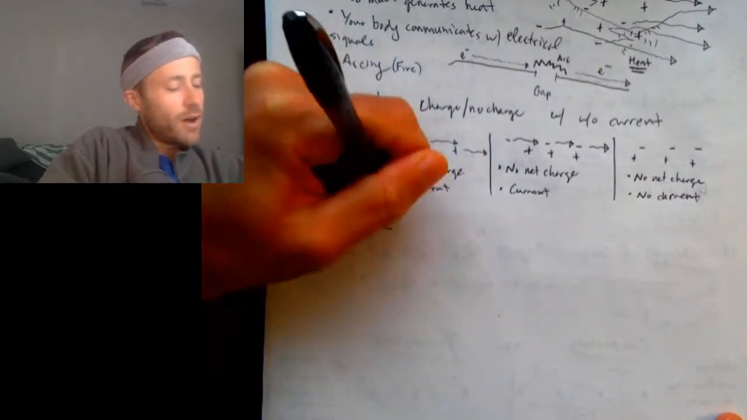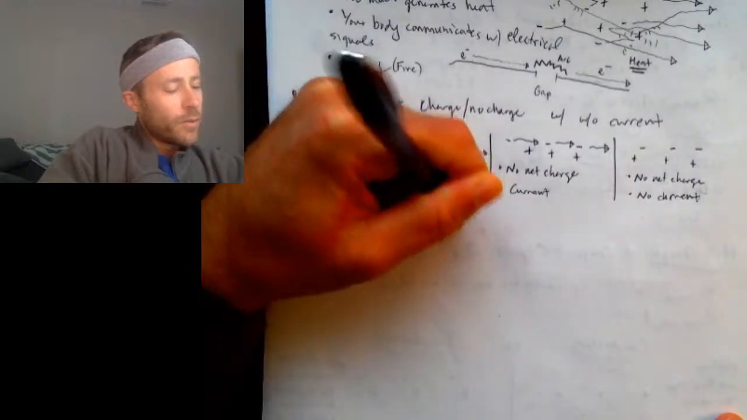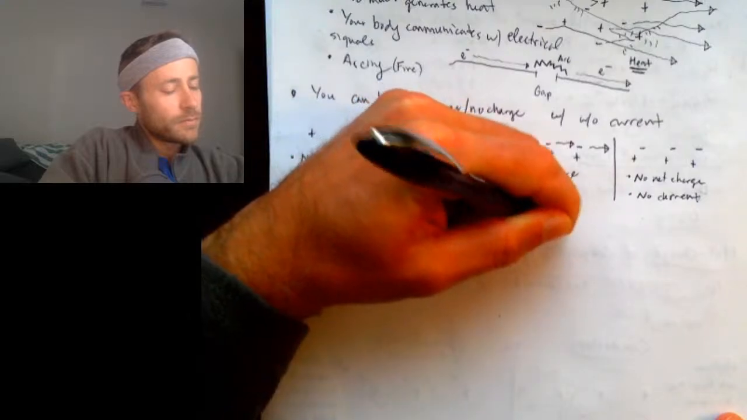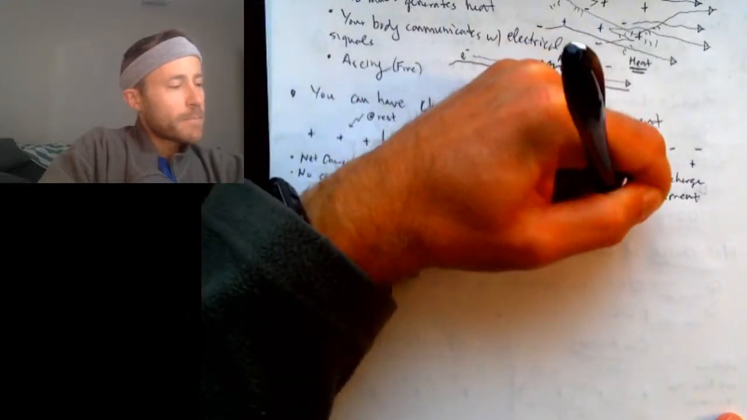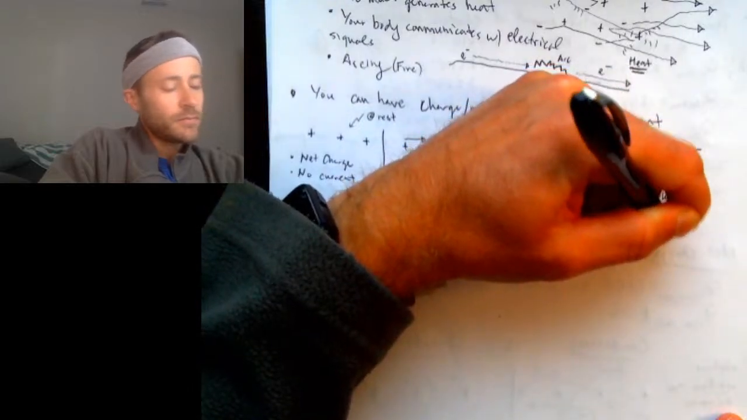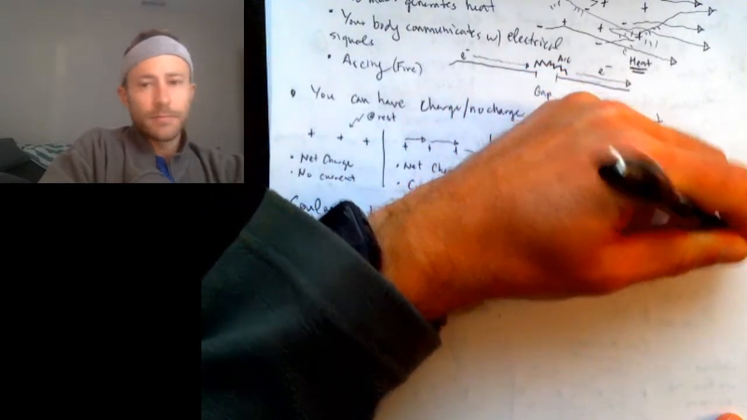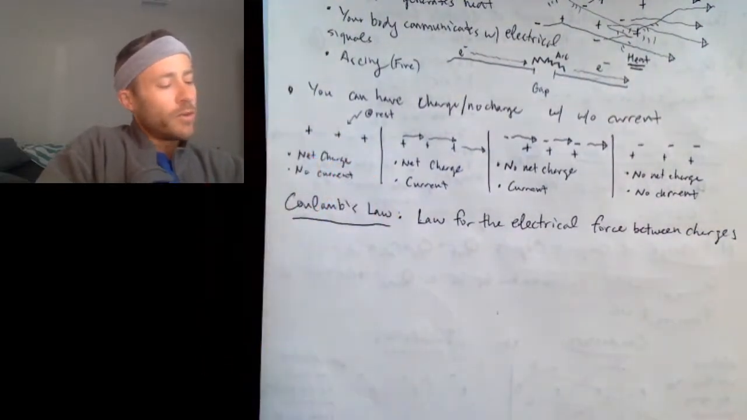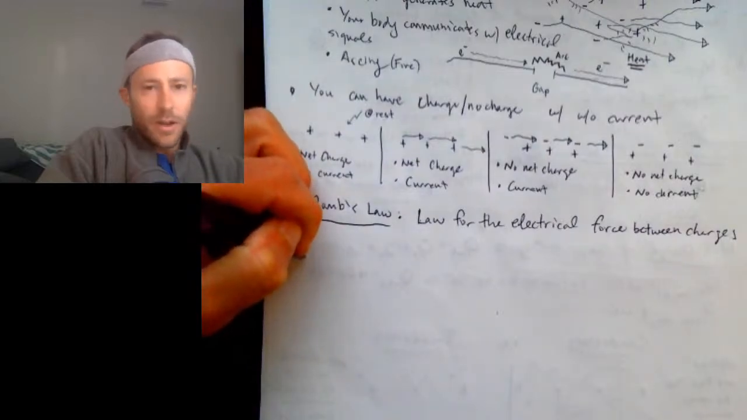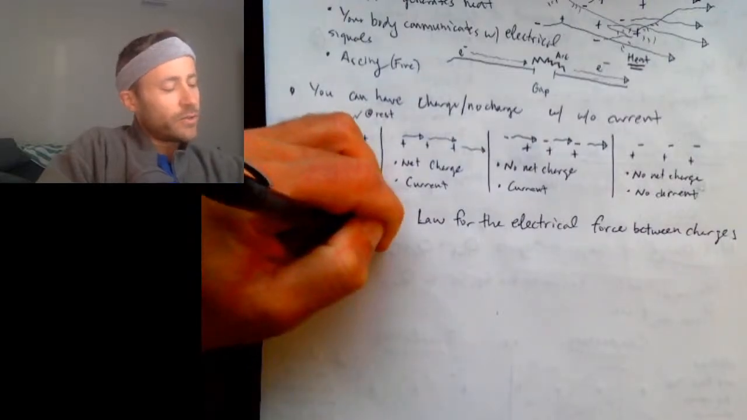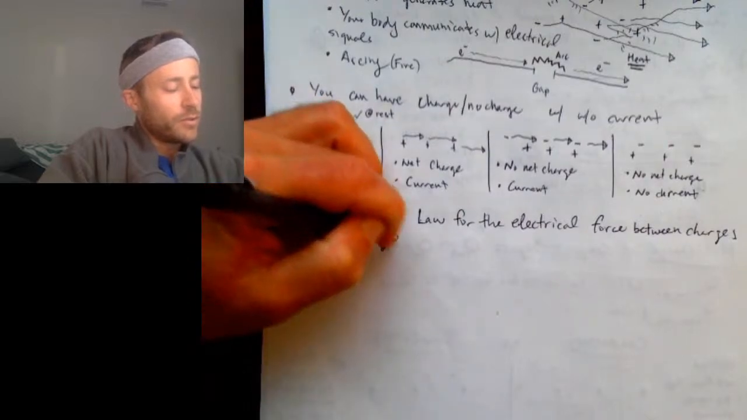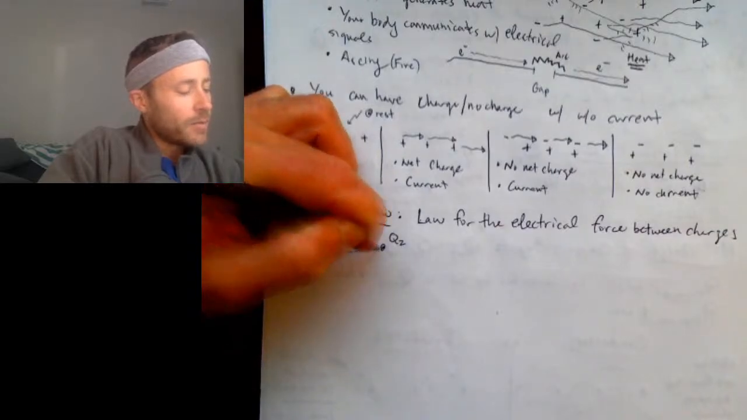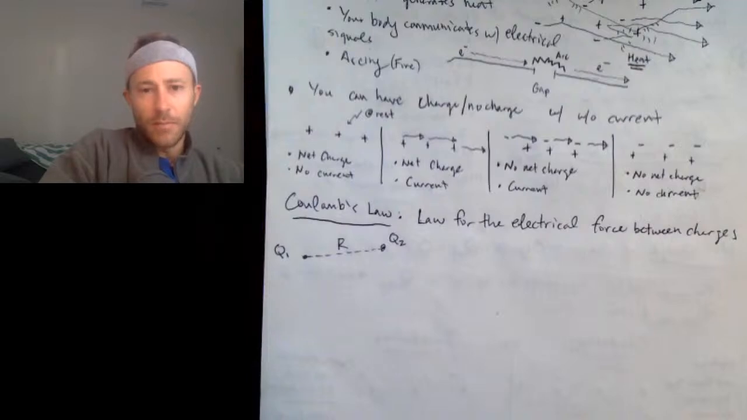And this is the law for the electrical force between charges. So the picture we want to have in our heads is you have two charges. One of them is Q1, the other one is Q2. And those charges are separated by some distance, which we'll call big R. Okay?